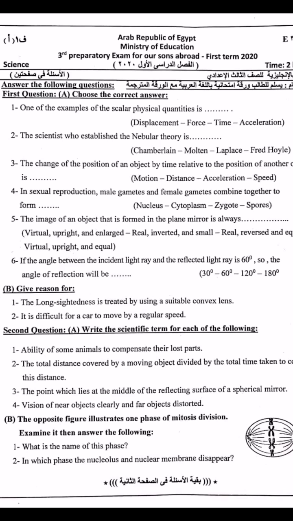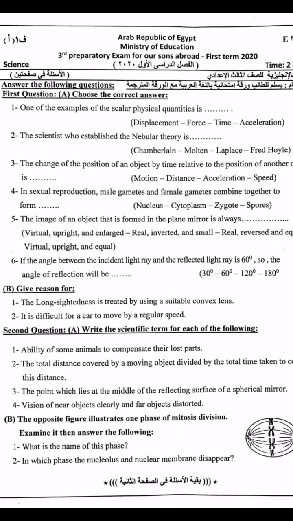Give reason for number 1, the long-sightedness is treated by using a suitable convex lens. The answer is because the convex lens converges light rays and collects the light rays to allow the image to be formed directly on the retina.